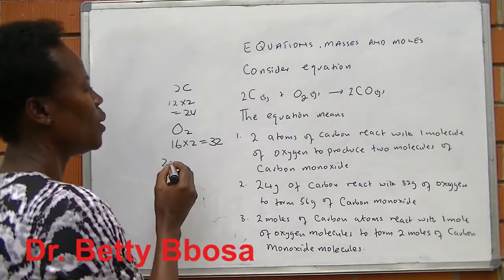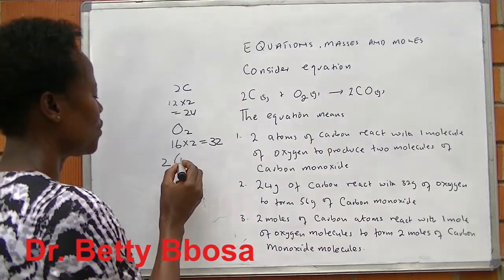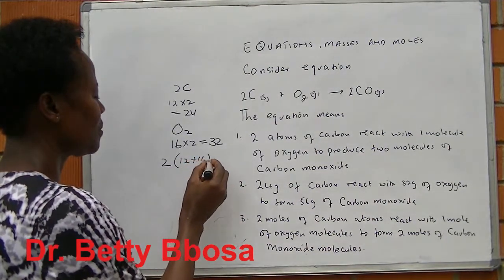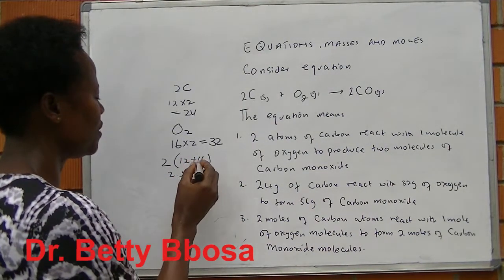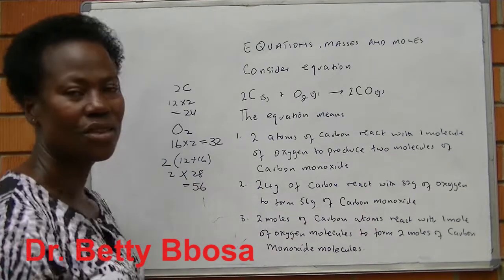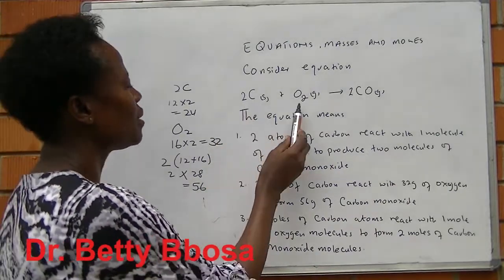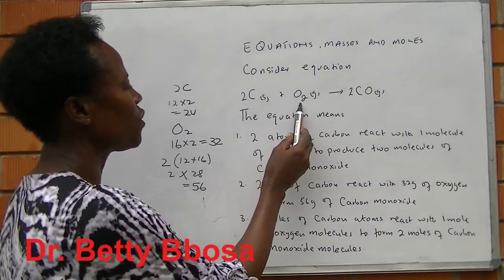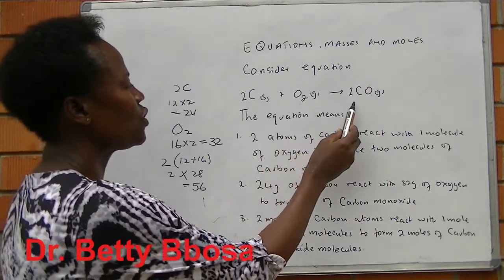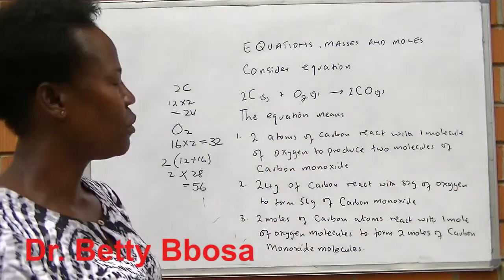Then 2 molecules of carbon monoxide is the same as 12 plus 16, 2 times 28, which is equal to 56. So in terms of masses, 24 grams of carbon react with 32 grams of oxygen molecule to produce 56 grams of carbon monoxide molecules.